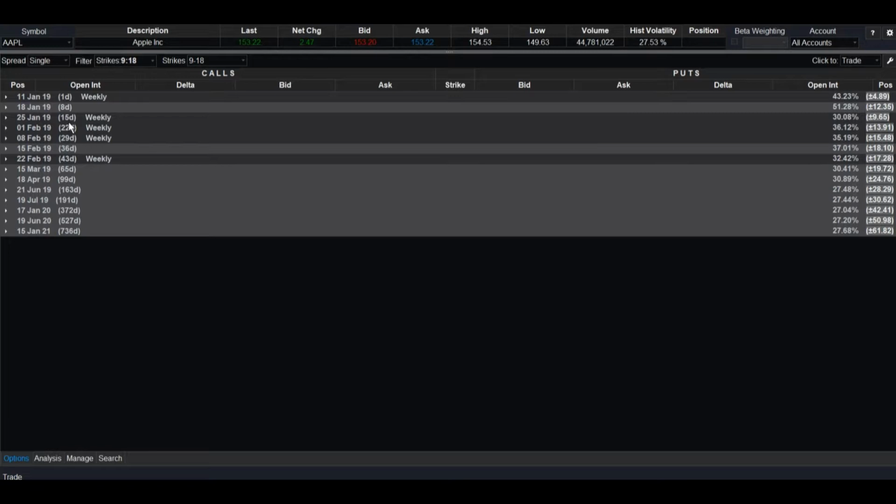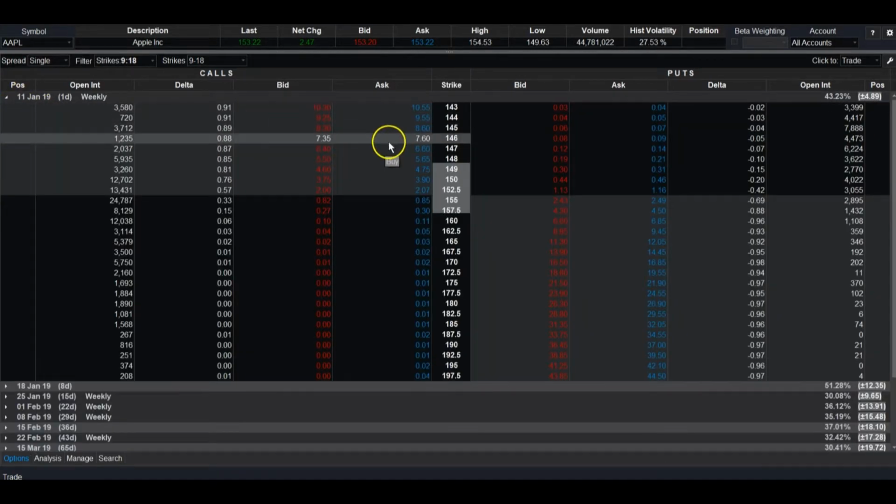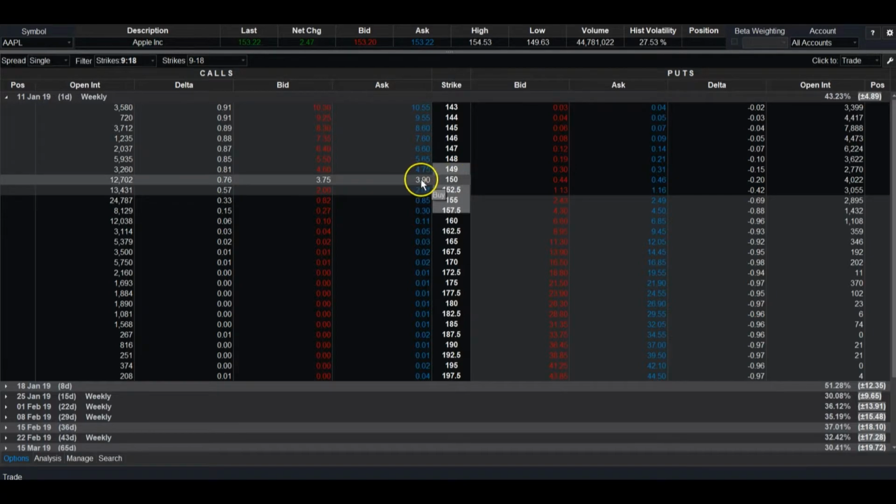Option contracts are most commonly bought and sold in 100 share contracts. So if we look at a strike price, let's just say for Apple, and we look at the 150 strike price, we see a price here, an ask. Remember, we always pay the ask and we sell for the bid price. You pay the ask price and sell for the bid price.